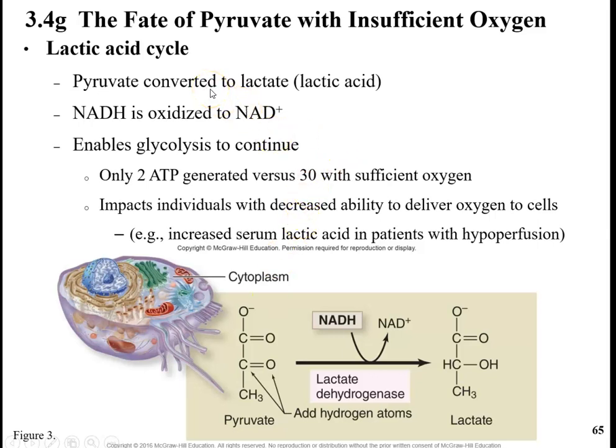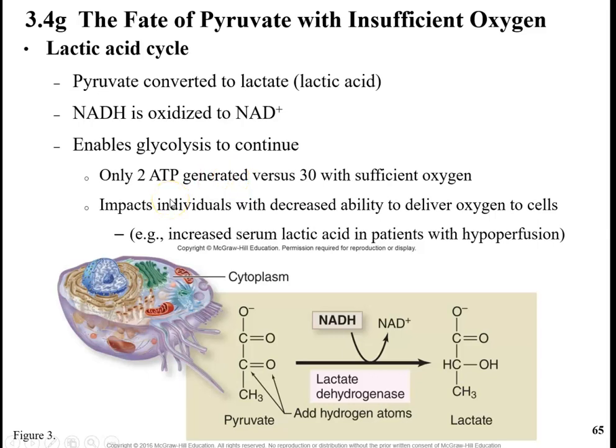So we go to the lactic acid cycle. This is where pyruvate is converted to lactate. NADH is oxidized to NAD, so it loses electrons, right, and becomes oxidized. This enables glycolysis to continue because now you have more NAD that can be used. Now remember, glycolysis is not as efficient as oxidative phosphorylation. Only 2 net ATP are generated versus 30 net ATP with oxygen.